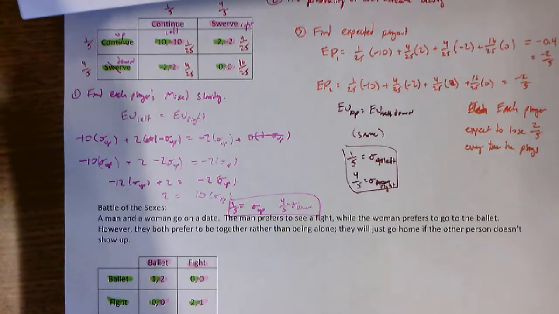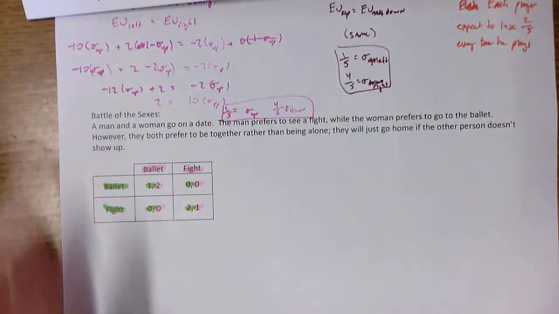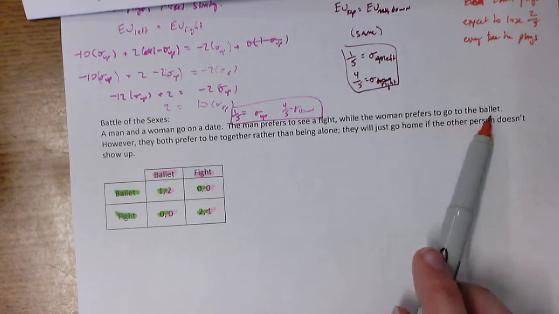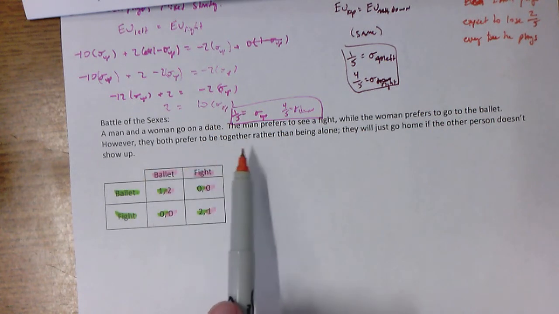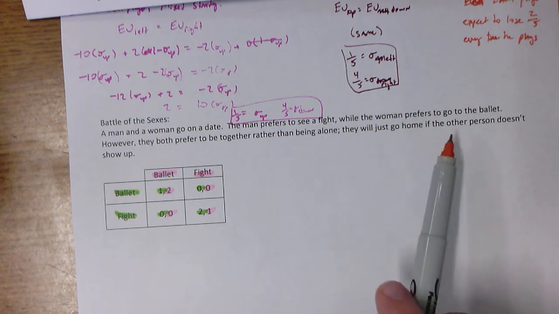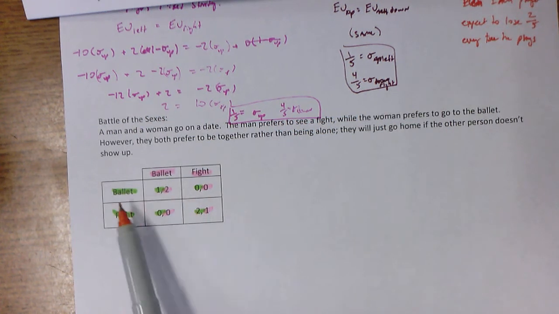Battle of the sexes. So basically you've got this man and this woman who go on a date. The man prefers to see a fight. The woman prefers to go to the ballet. However, they would rather be together than be alone. If the other person doesn't show up, they just go home. So here are our different outcomes, right?